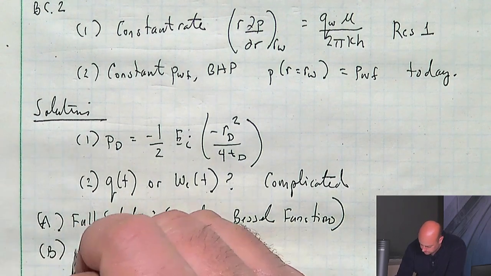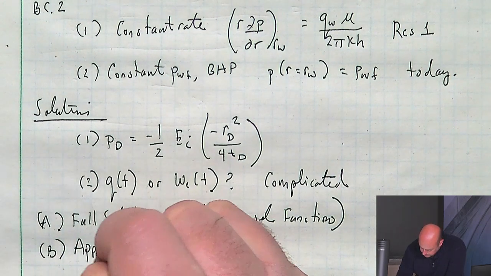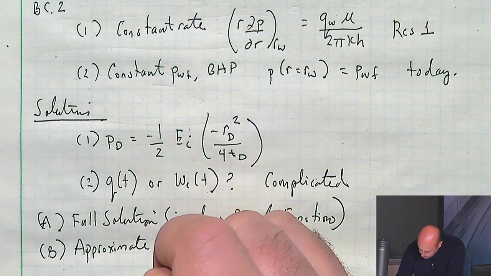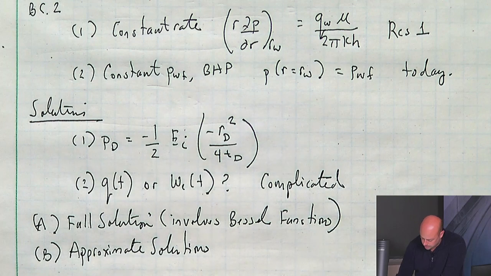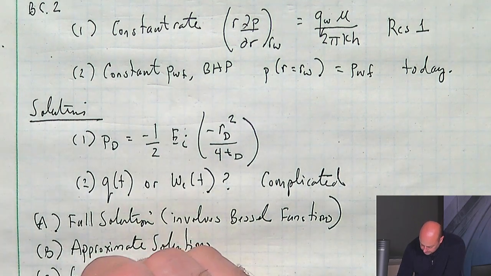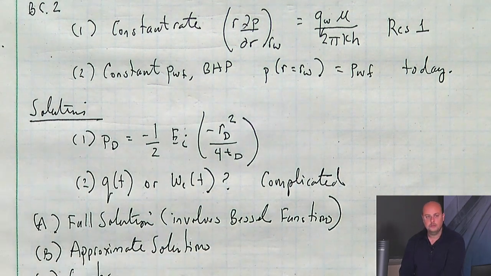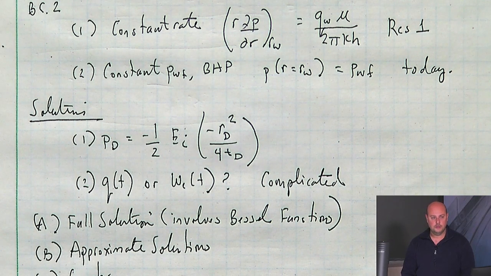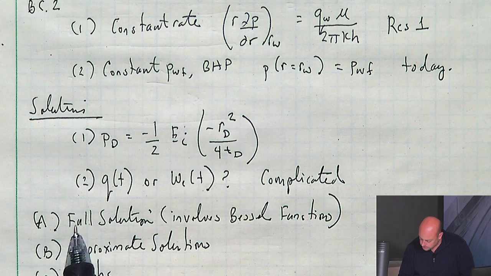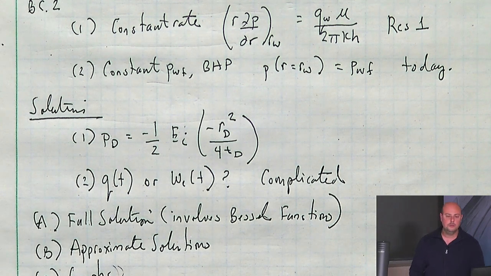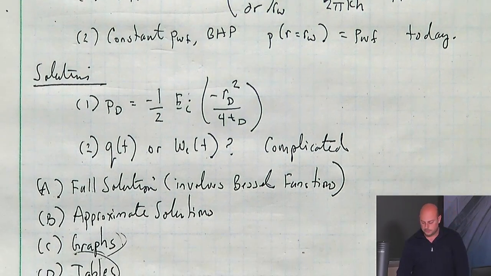The second one is approximate solutions. Okay, they're pretty good. A lot easier to use than these Bessel functions. Another is graphs. Those are pretty easy to use. They're not as accurate because you actually have to read the graph off. And then the last one is tables. So what people have done is they have solved the full solution and presented the results in graphs or tables. You could use either one of those, and I'll show both of those.